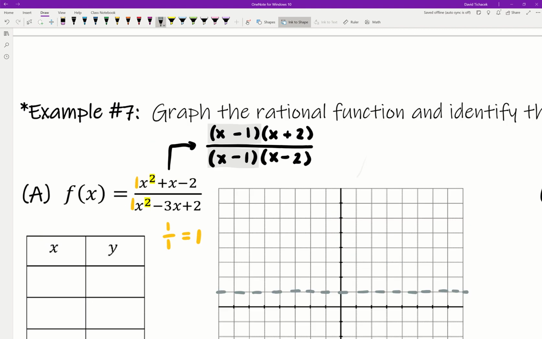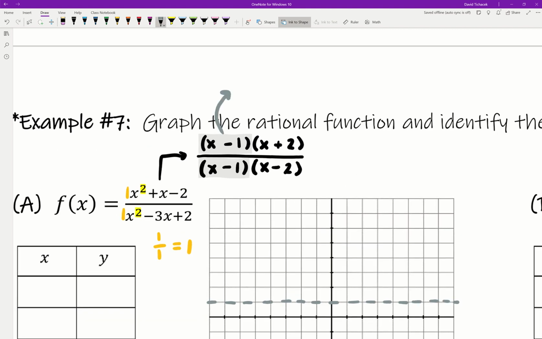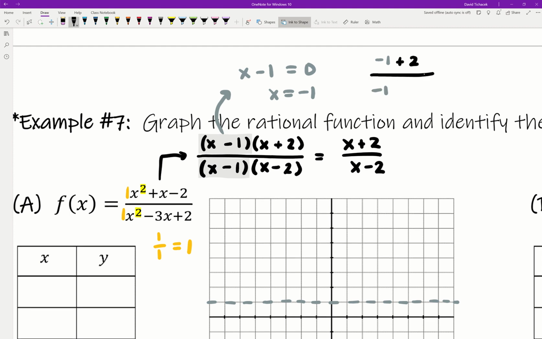And so continuing to find the hole, we said from before, we would just take that factor that they have in common, and we would just simply set it equal to 0 and solve this. And so if you solve that one step there, that's going to give you x is equal to negative 1. And we're going to take that value and plug it back into the simplified version of our rational function here, which would just look like x plus 2 over x minus 2. If we plug in negative 1 in both of those places, we would get negative 1 plus 2, negative 1 minus 2, that is going to give us here 1 over negative 3 here.